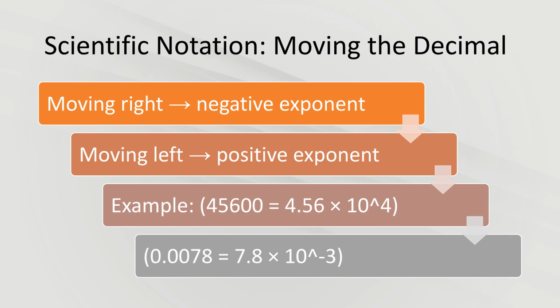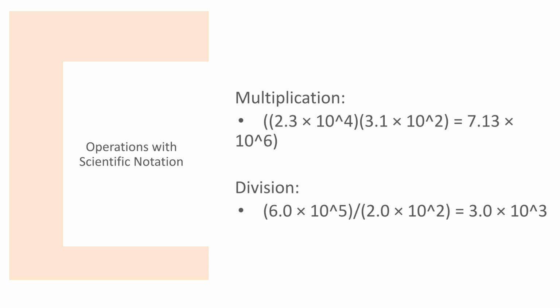When moving the decimal point, moving right results in a negative exponent, and moving left results in a positive exponent. Examples include 45,600 equaling 4.56 times 10 to the power of 4, and 0.0078 equaling 7.8 times 10 to the power of negative 3. For multiplication in scientific notation, you multiply the a values and add the exponents. For division, you divide the a values and subtract the exponents.